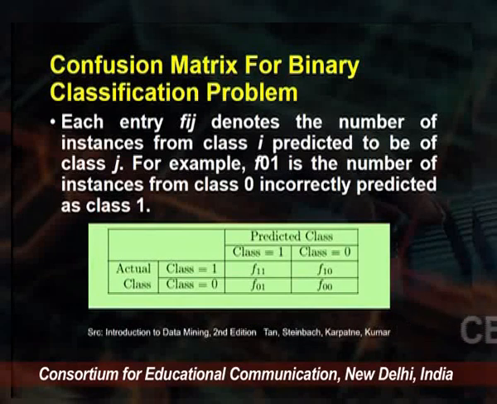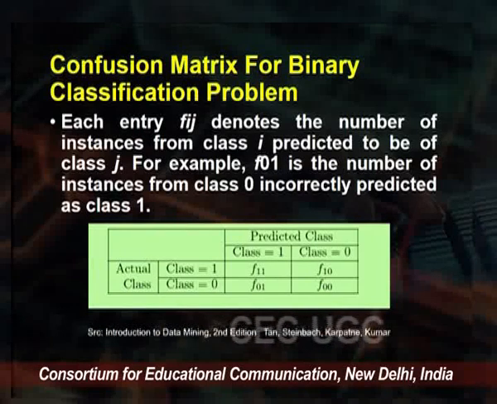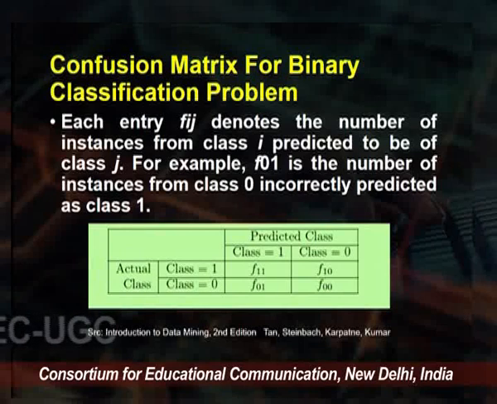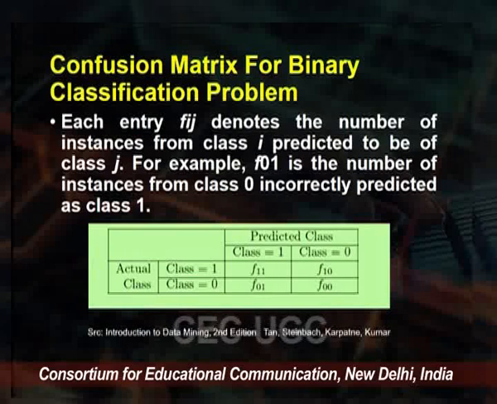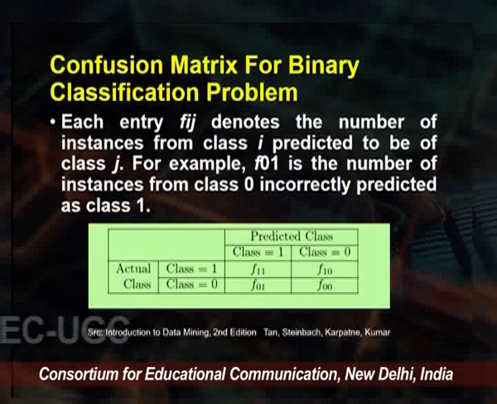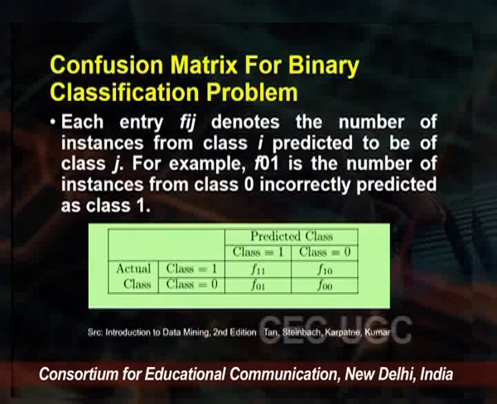So in the confusion matrix we can see that there are two main columns which denote the predicted class, right. Where it is F11, it means that the actual class was 1 and the predicted class was also 1. So this is the correct prediction. But in the next cell, we see F10, where the actual class was 1 but the class which was predicted by the model was 0. So this is an incorrect result.